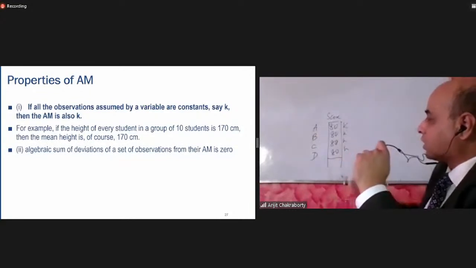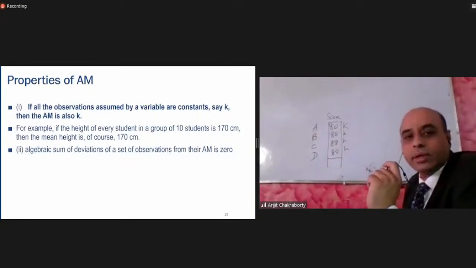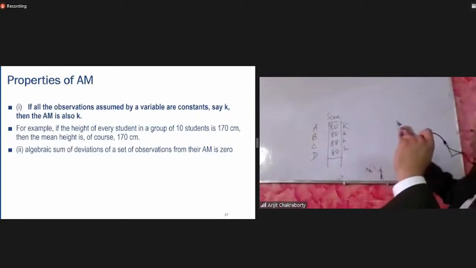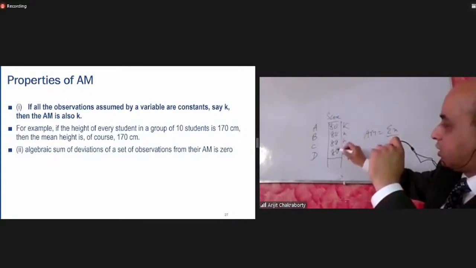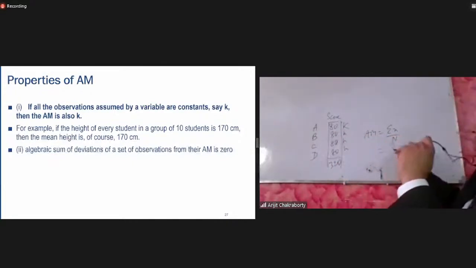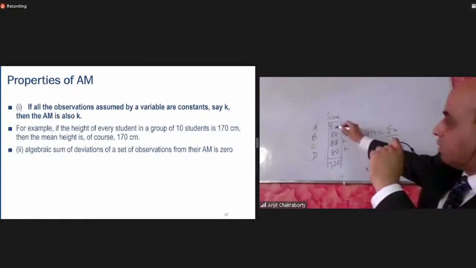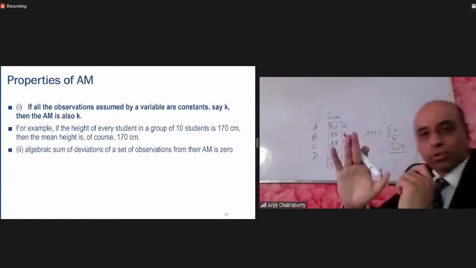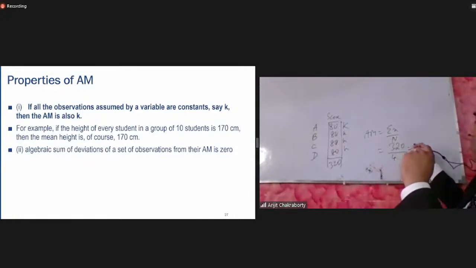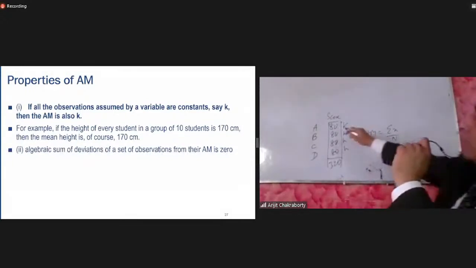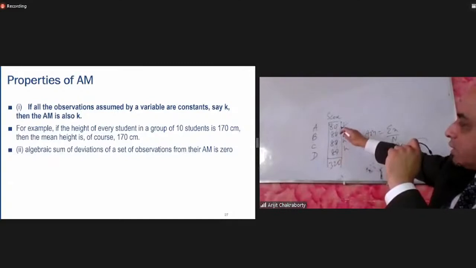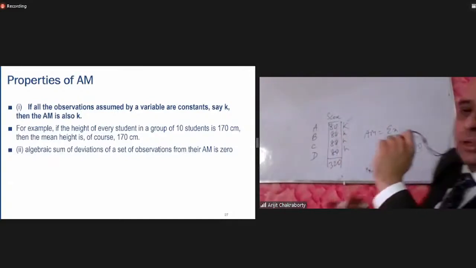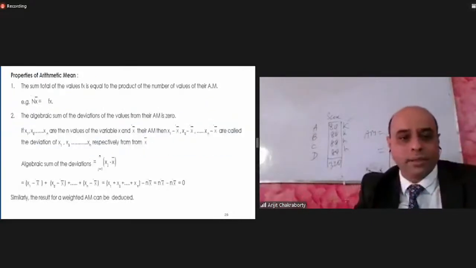If I try to find the arithmetic mean, how do I find it? Arithmetic mean is equal to sigma x by n. Here sigma x is 80, 80, 80, 80, that is 320. So I write 320 divided by n. 1, 2, 3, 4, n is 4. So 320 by 4 is also 80. That means if all the numbers are the same, assuming a constant figure, any constant k for example, then the average will also be k. Okay, example, very simple.